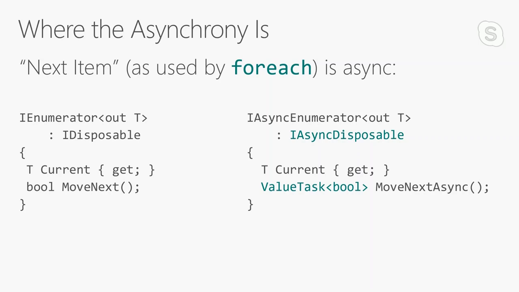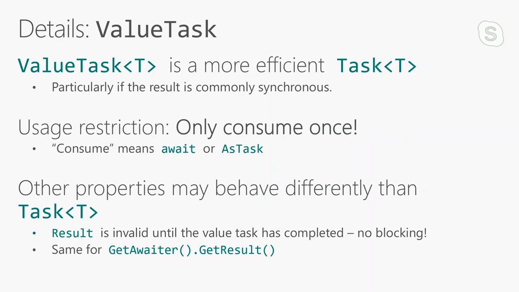Now, you may have thought, well, task of bool would be the obvious choice. ValueTask is a fairly new type. It's not new with .NET Core 3.0. It's been out for a little while, but most developers are not familiar with how to use value tasks. So I'm going to spend just a minute here and explain the pitfalls of ValueTask.